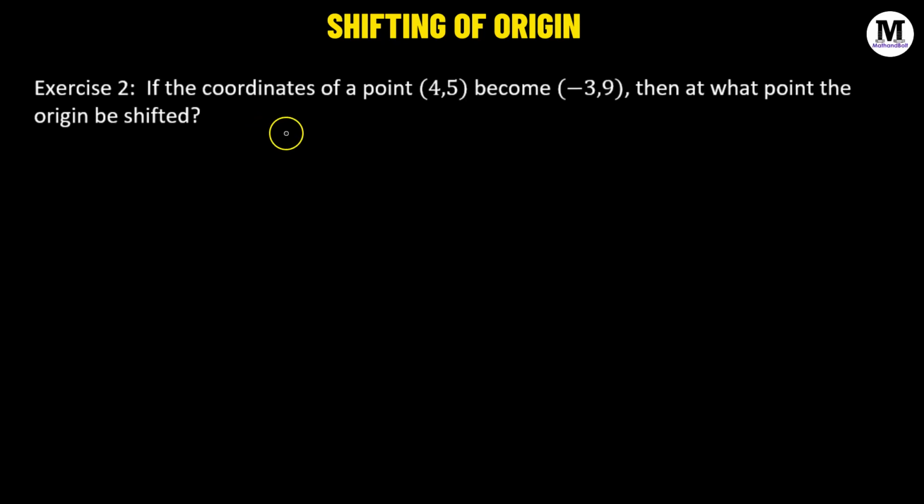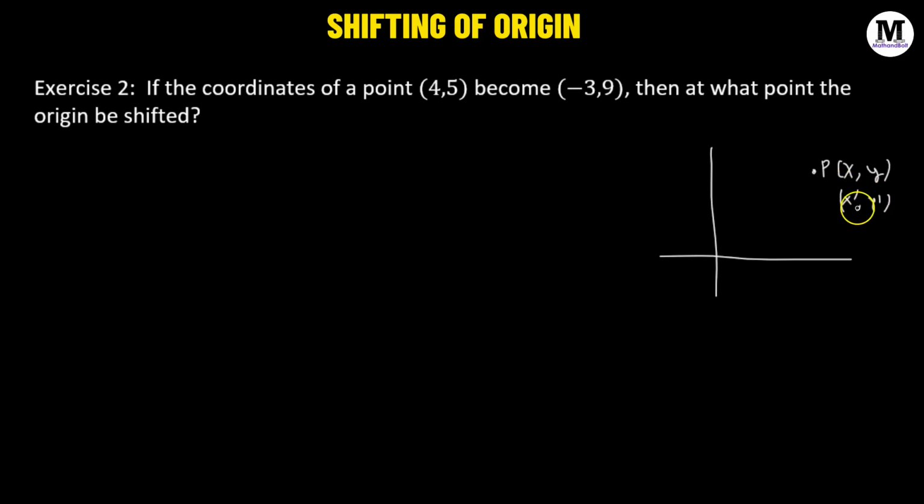It's given here that the coordinate of a point is 4 comma 5. It becomes negative 3 comma 9. At what point has the origin been shifted? Let's try to understand this problem graphically. So let's say we have a coordinate system. We have a point P. It's given here that it was x comma y. Then this point has changed to a new point, which is x prime comma y prime.